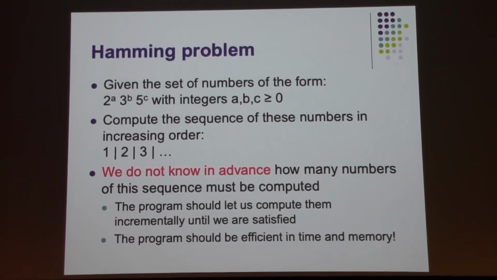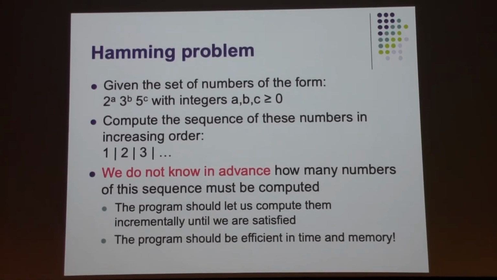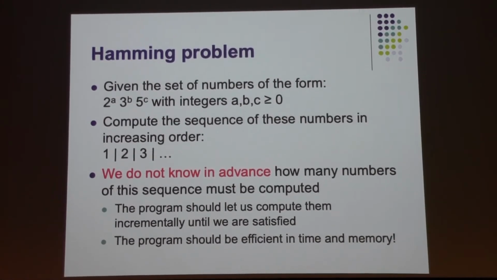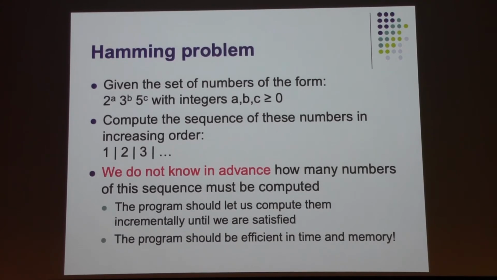So it starts 1, 2, 3, and then 4, and then 5, and then 6. 7 is not in there. No 7. 8, 9. 10 is in there, 2 times 5. 11, no 11. 12 is in there. 13 is not. You see, so you have to keep generating all of the numbers like that.